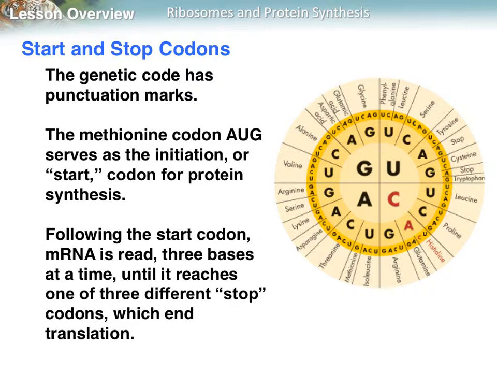The genetic code also has punctuation marks. The codon for methionine, or AUG, is the start codon for protein synthesis. So every protein starts with the codon AUG and the amino acid methionine. The mRNA gets read after the start codon 3 bases at a time, attaching amino acids until it reaches a stop codon, which then ends translation. So we have UAA and UAG, or UGA, which are the stop codons.